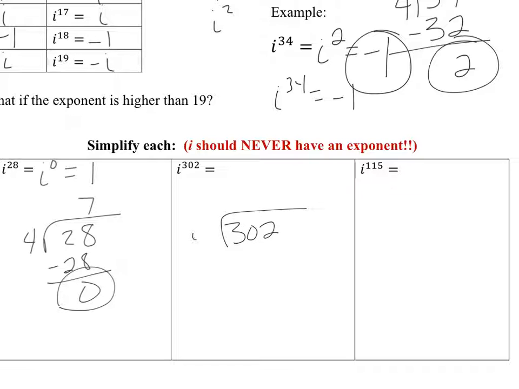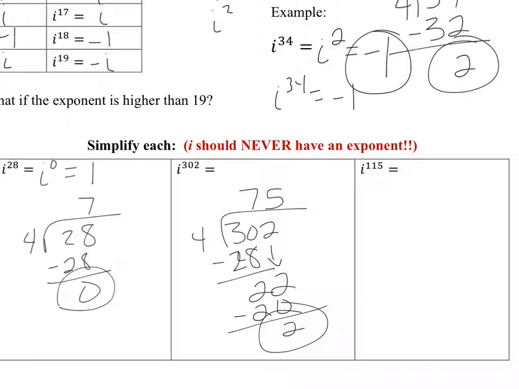So how about 302? Divide that by 4. 7, 28. Bring down the 2. So 4 goes into 302 75 times. If you don't know how to long divide, you're going to have to talk about that with me tomorrow. Okay, you went around that circle 75 times, and then you had to go another 2 more, just like 34.